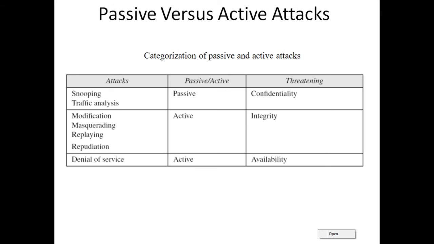This table categorizes the active and passive attacks, and we can see here that the attacks related to confidentiality fall under the passive category. These attacks are snooping and traffic analysis. The attacks related to integrity and availability, namely modification, masquerading, replaying, repudiation, and denial of service, fall under the category of active attacks.